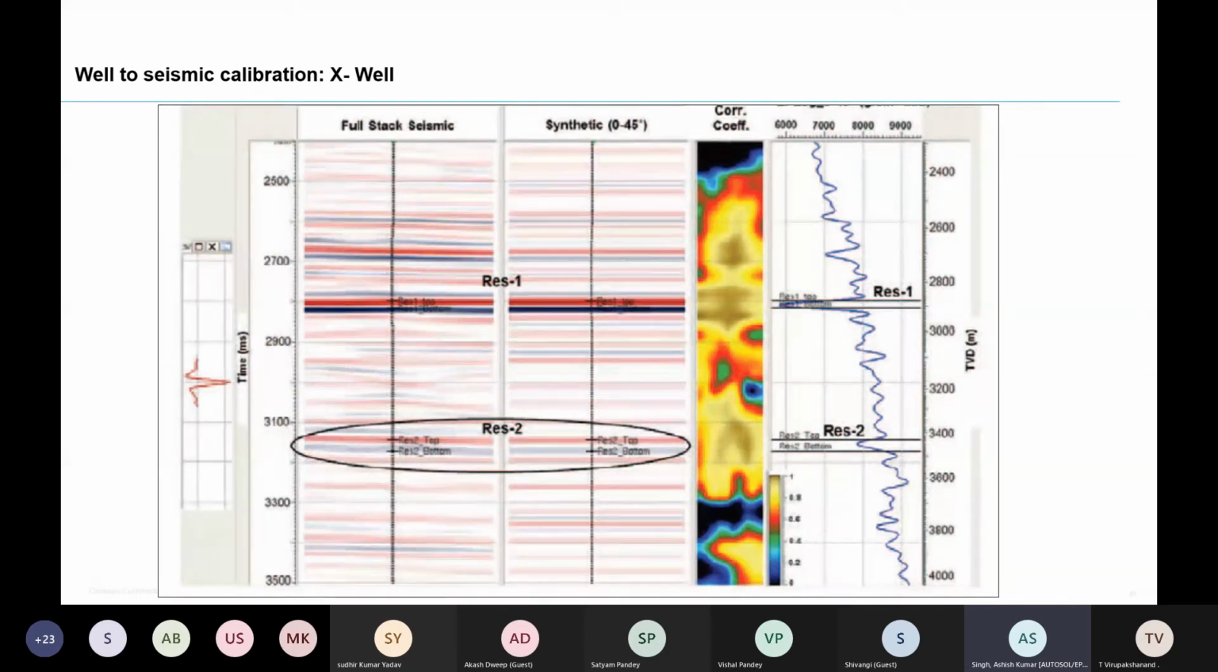So can anybody tell me about calibration? Any type of calibration? Hello? What does calibration mean?